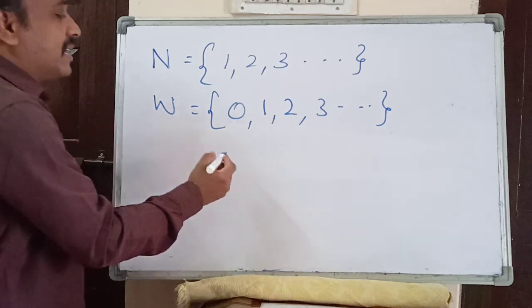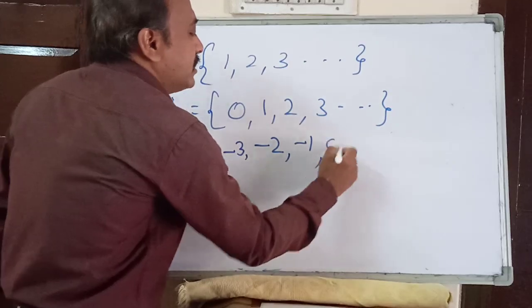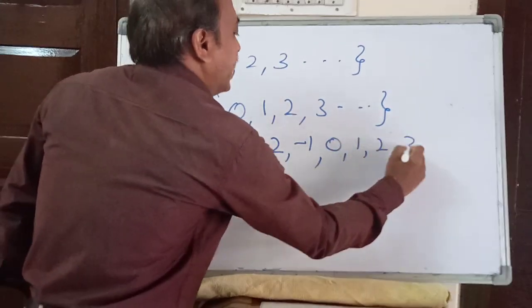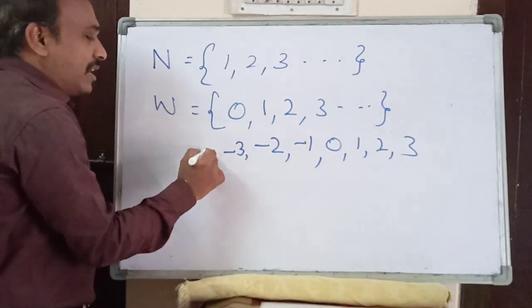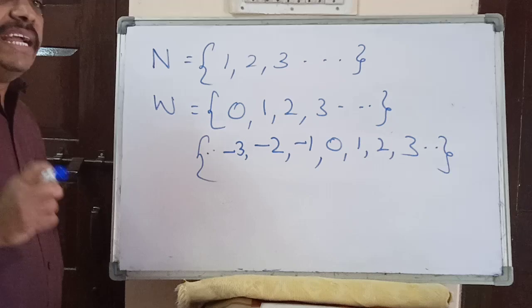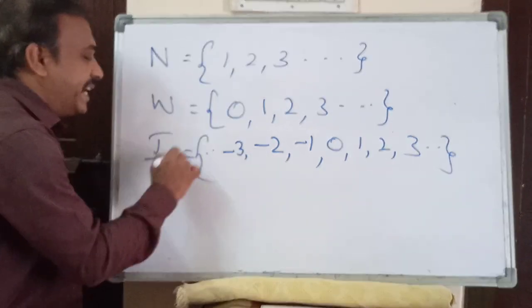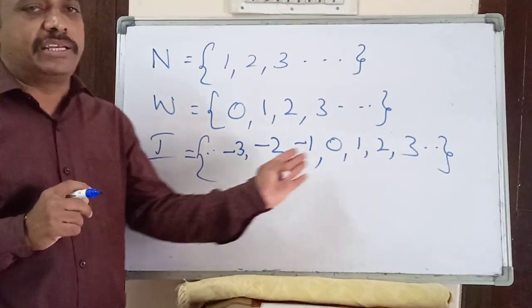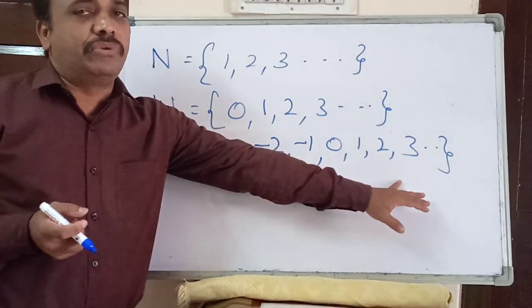Negative numbers are nothing but -3, -2, -1, and then 0, 1, 2, 3. These are negative numbers and these are positive numbers. The set of negative numbers and positive numbers together we call integers. The set of integers is denoted by I. Here we are talking about negative numbers and positive numbers.